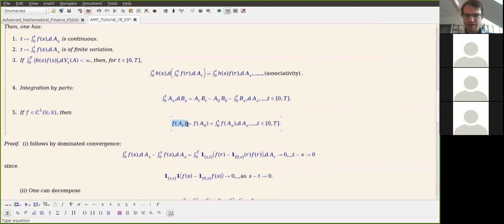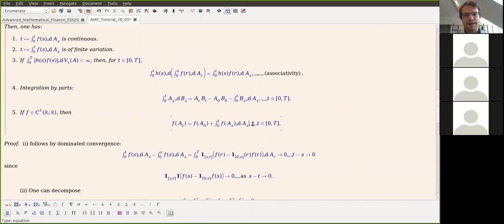So if you apply f, a function which is here in C1, to the finite variation process a_t, then you can write it as an integral starting from the initial point, and then the integral of f' applied to a with respect to a, right? And just to mention, if you have a general semimartingale, and this is what we talk more about next week, you have the second order corrector term.